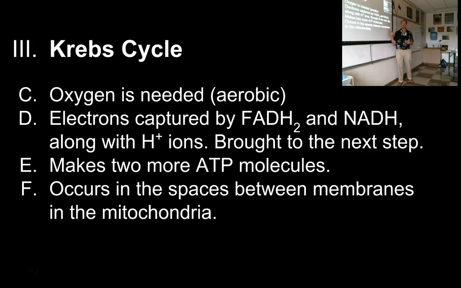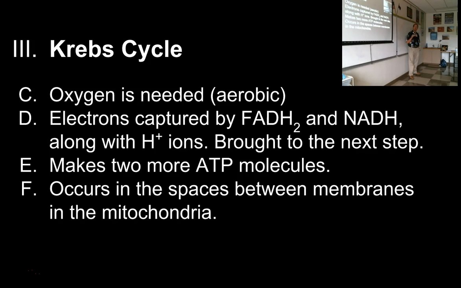This is the space between the membranes of the mitochondria. The space between the grana, or the space between the thylakoid membranes in a chloroplast, is called the stroma. Here it's called the matrix, the space between the mitochondria membranes. Okay.